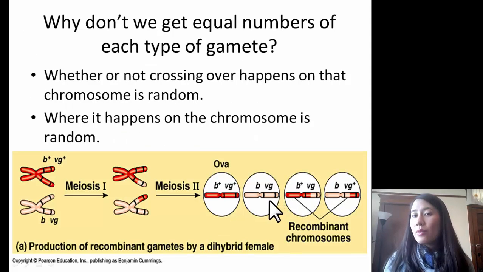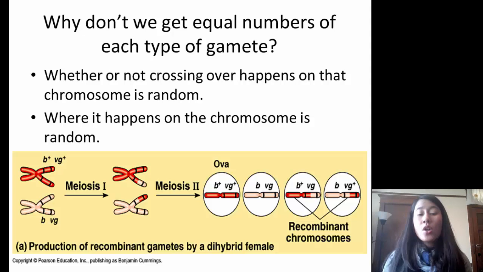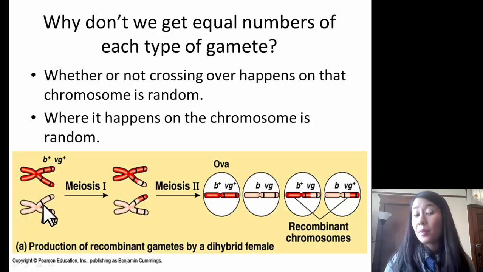Why don't we get an equal number of each type of gamete when crossing over happens? Well, that's because crossing over is totally random, both if it happens at all and where it happens on the chromosome. So if it happens here at the bottom with these genes, then yeah, we'll see crossing over happen and we'll get these recombinant chromosomes. But if it happened here on the other half of the chromosome, above the centromere instead of here below it, we actually wouldn't see any effect at all in these genes.